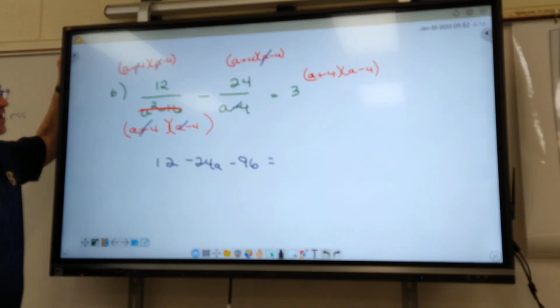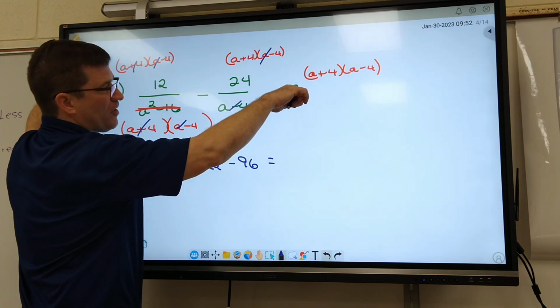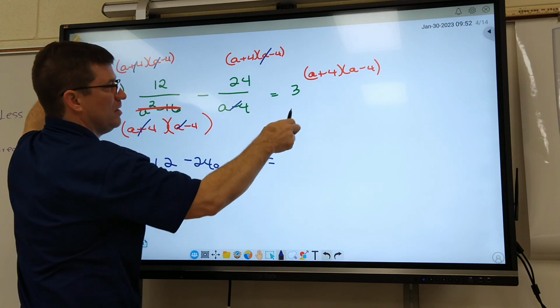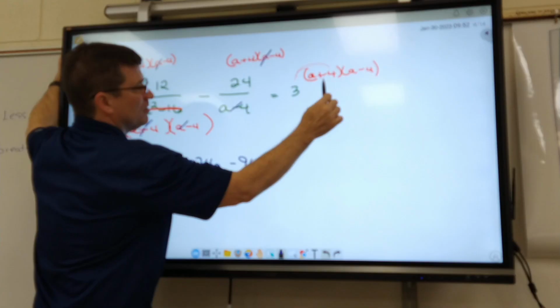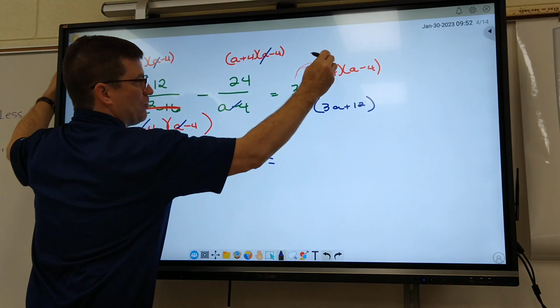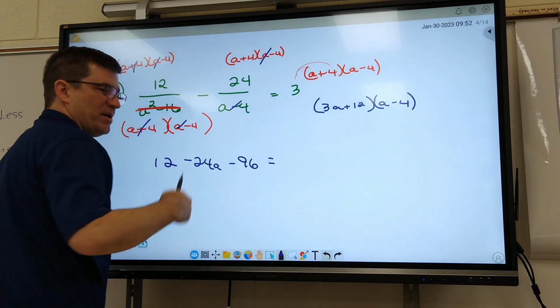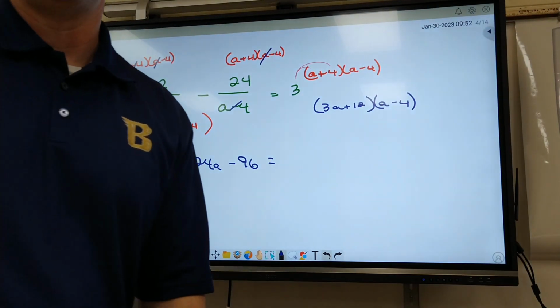All right, so now look at the last number. There's nothing on the bottom of the fraction, so I can't cross anything out. So I distribute 3 here. That gives me 3a plus 12. I bring down my a minus 4. Now, you have to foil that out and bring down what you get. Go.